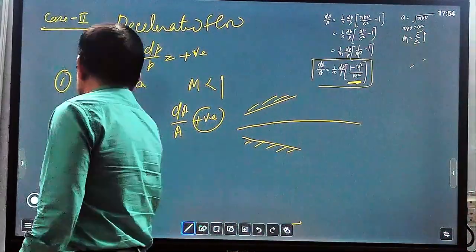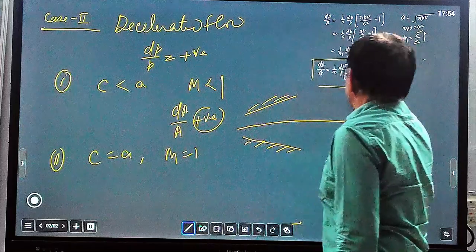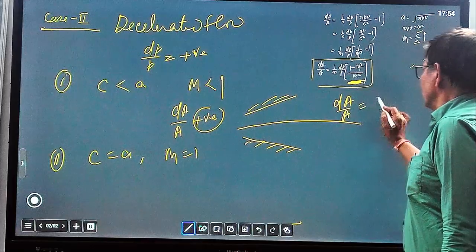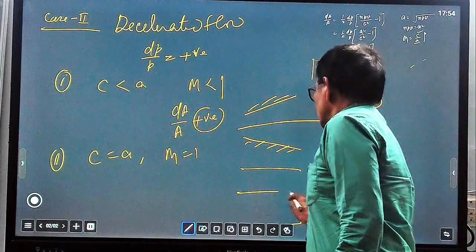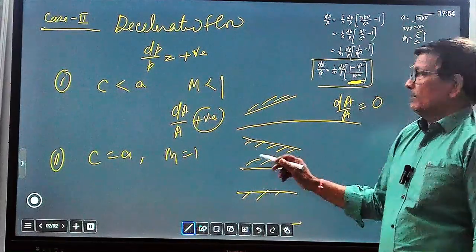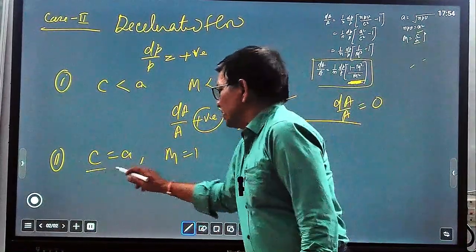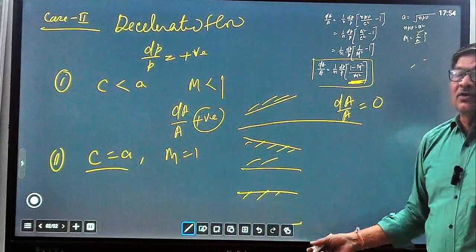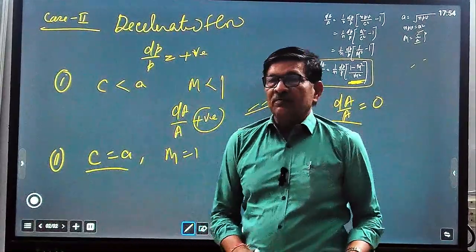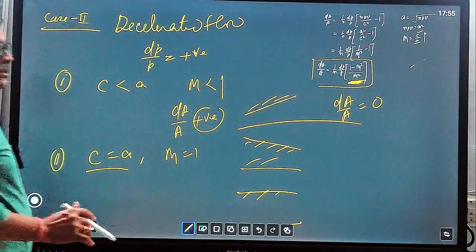And case second, when C equal to A, M becomes equal to 1. So the bracket value will become 0, so dA by A becomes 0. So again this becomes a throat. So this is the case where accelerated flow and decelerated flow are both the same. Whether it is accelerated flow or decelerated flow, when C equals A, it is the region of the throat, and the condition of the conduit will become a throat.